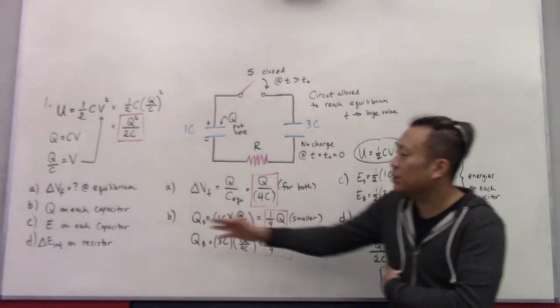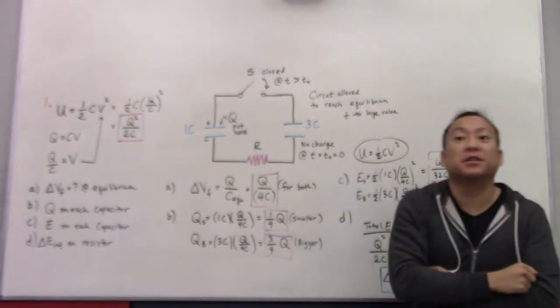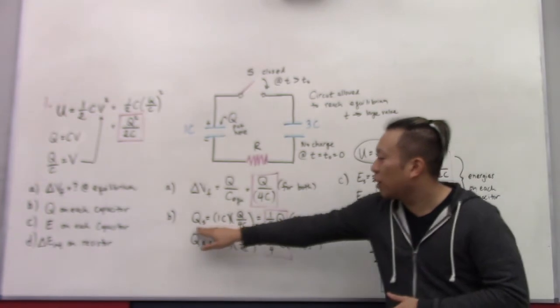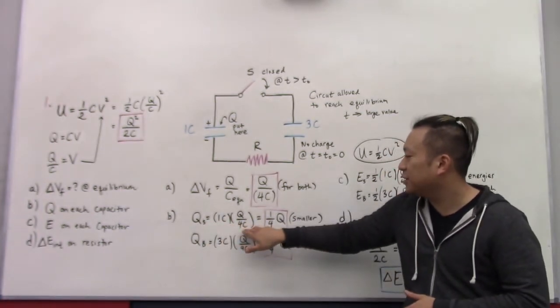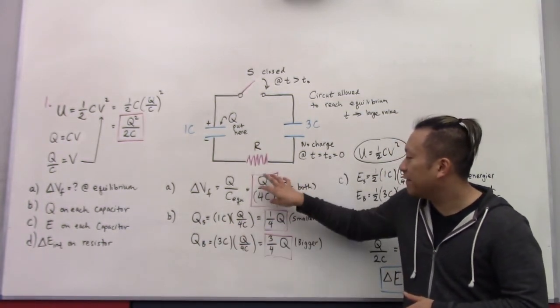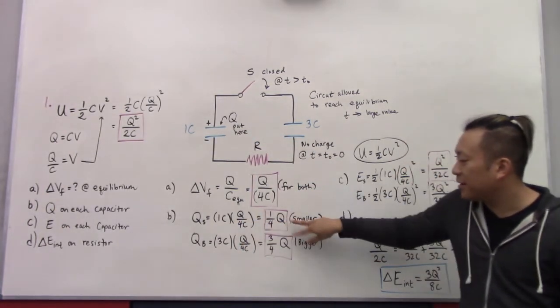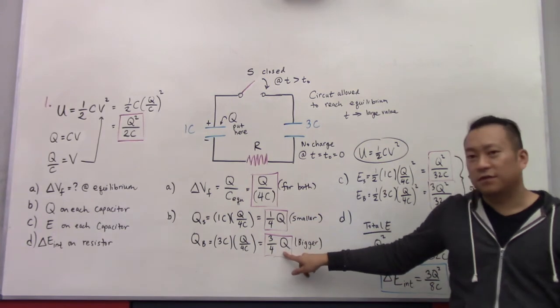And then the second question is how much charge is now on each capacitor. And actually it doesn't come as a surprise. Take a look at this. When we do charge equals capacitance times voltage, we plug in that voltage, that's true for both. And when we multiply them out, you see that it's 1/4 Q and 3/4 Q.